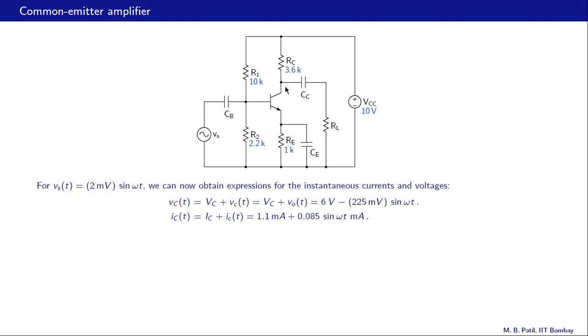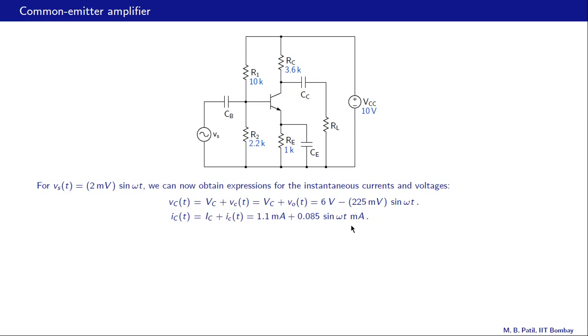And if we look at the total instantaneous voltage at this node, we are not going to see the DC part because the capacitor is going to block the DC. That DC voltage is going to appear across the capacitor, and here we are only going to see the signal part, 225 millivolts times sine omega t.